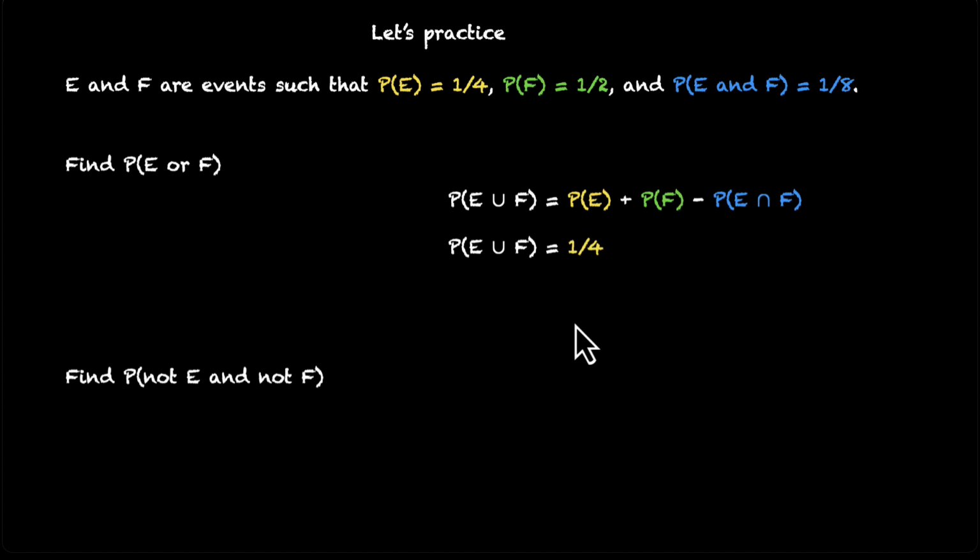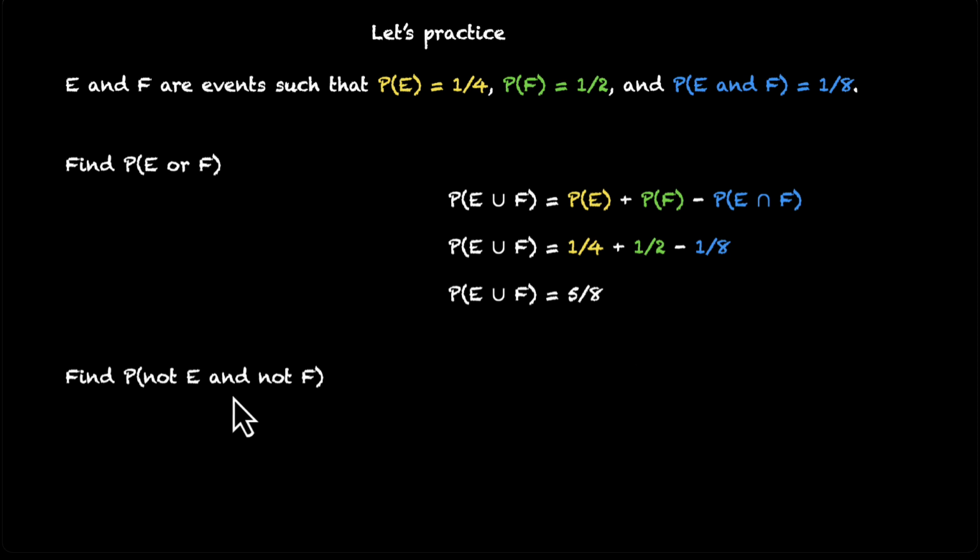So let's do that. Probability of E union F is 1 by 4 plus 1 by 2 minus 1 by 8. Taking 8 as the LCM, this is 8 plus 4 minus 1, that's 6 minus 1, 5. So probability of E union F is 5 by 8. That's it. Okay, I hope you got this right. Let's move to the next one.